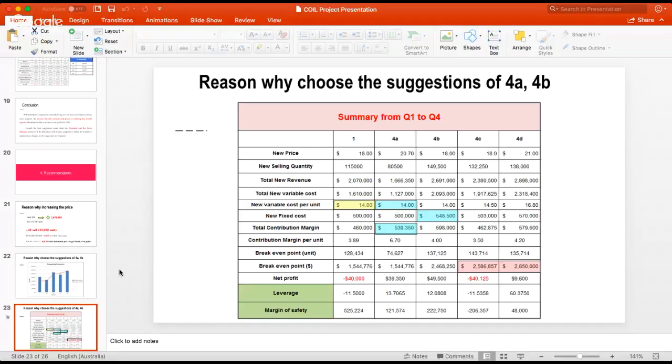Let's move to the criteria. The first priority is the profit. That is the reason why we decided to choose A and B. C and D require the company to sell more units, but the company still cannot get profit or even achieve break-even point. So next slide, please.